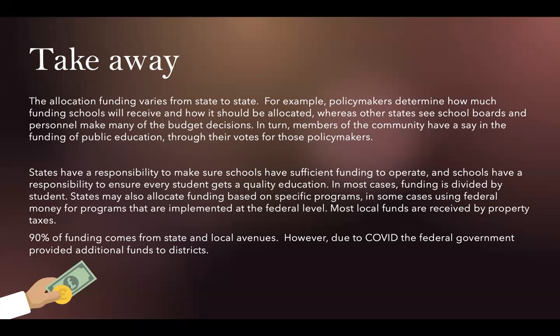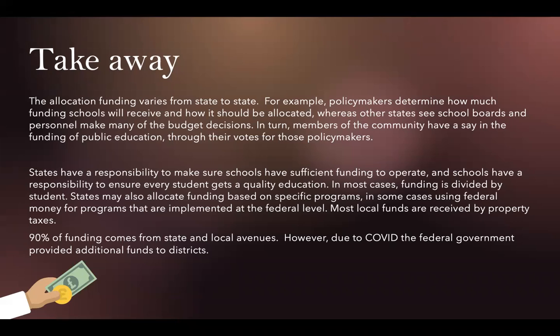Our policymakers determine how much funding schools will receive and how it should be allocated, whereas in other states school boards and personnel make those budget decisions. So what happens is that the members in the community have a say in the funding of public education through their votes. So that's why voting is important. States also have the responsibility to make sure schools have sufficient funding to operate, and schools have a responsibility to ensure every student gets a quality education.